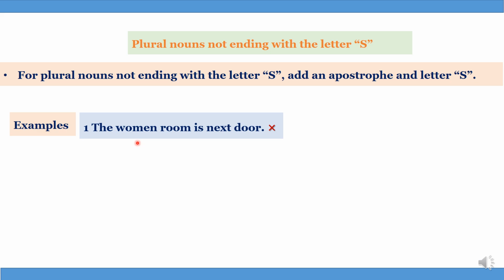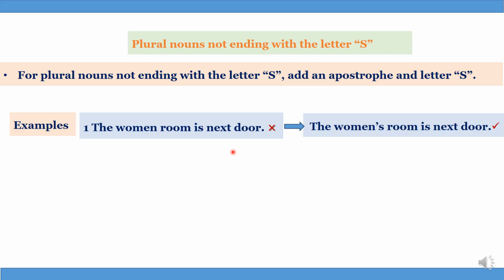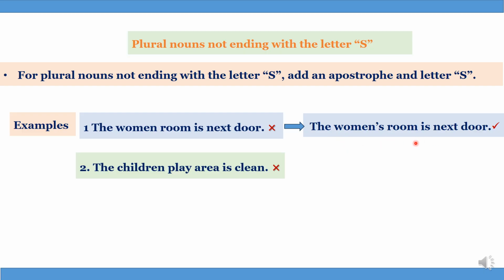See, here woman is a plural noun not ending with letter S. In such case, we need to add an apostrophe and letter S after woman. Okay, the woman's room is next door. Now, this is grammatically correct.